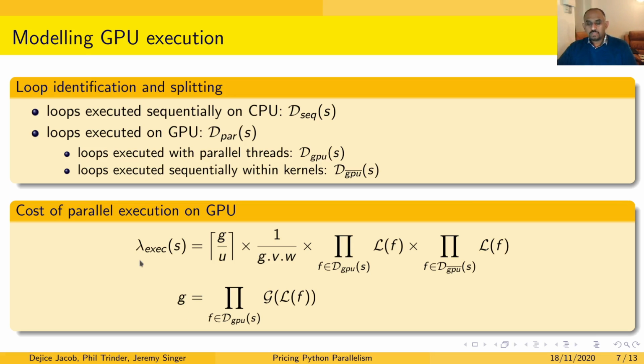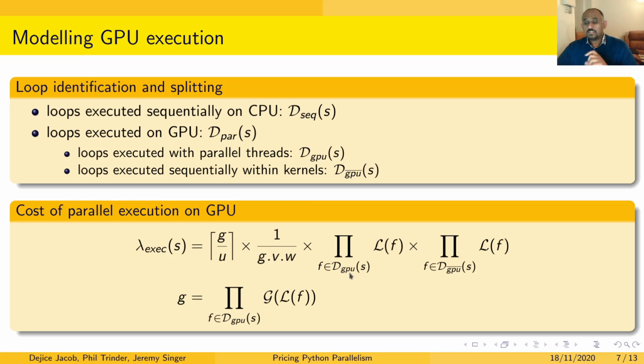Now what's lambda? An intuitive feel for lambda would be the number of time steps it takes to finish all the computation that's required within the parallel loop nest. Let's look at these four terms. Let's look at the last term at the very end. This is the total product of the instances of sequential loops that are executed within each parallel kernel.